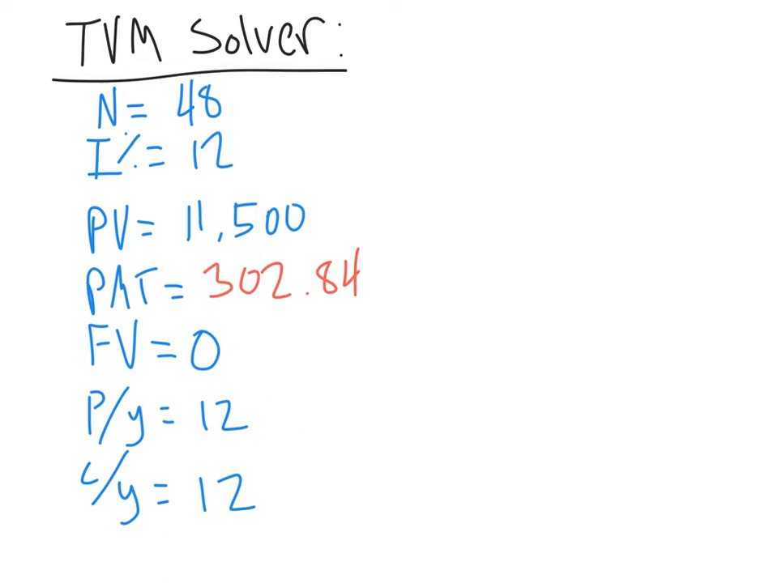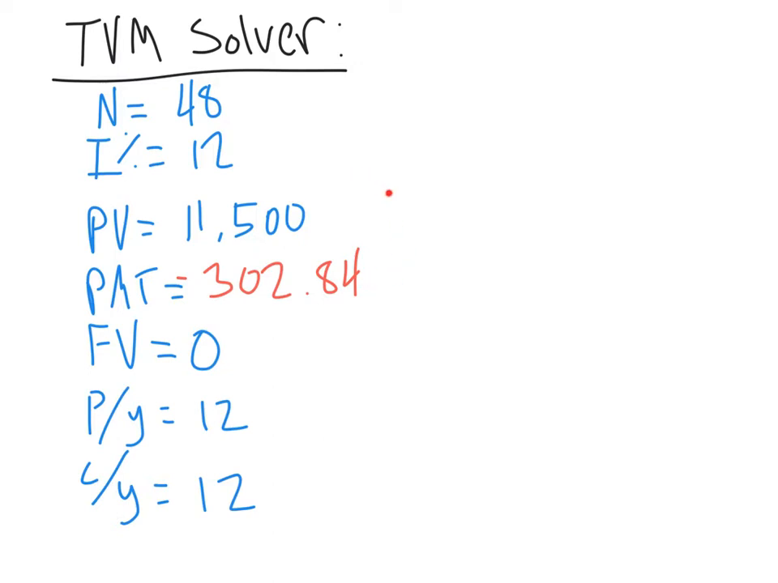All right, and I did actually miss something here. Keep in mind, one of the tricks to this TVM solver is that the money that you put in and the money that you get out have to be opposite signs. So I just added a little negative sign, because if you put in a positive present value and you solve for payment, it will have to be a negative value. It's just the way the formula works. It's always, enter some, get some out.